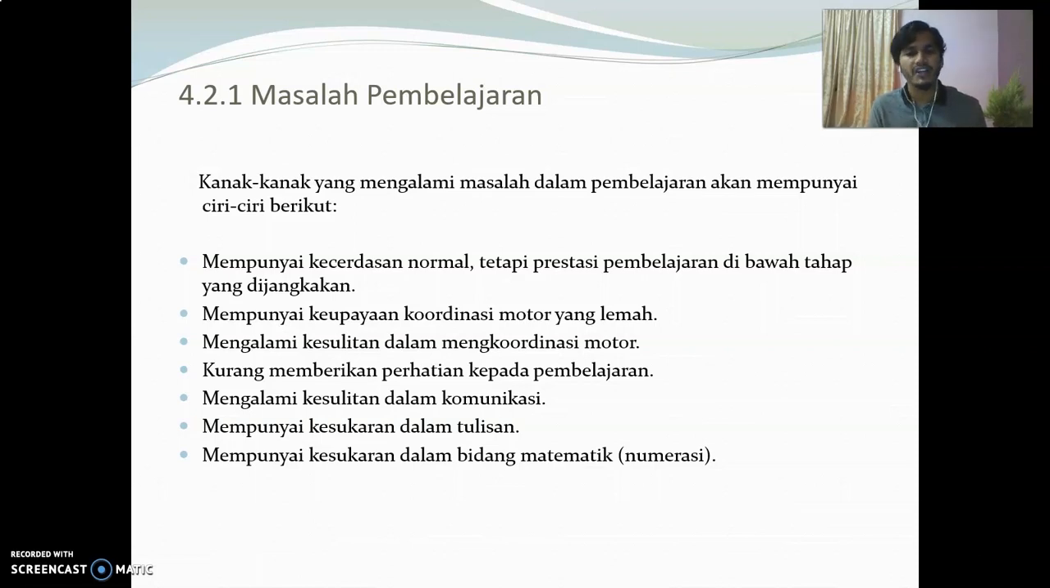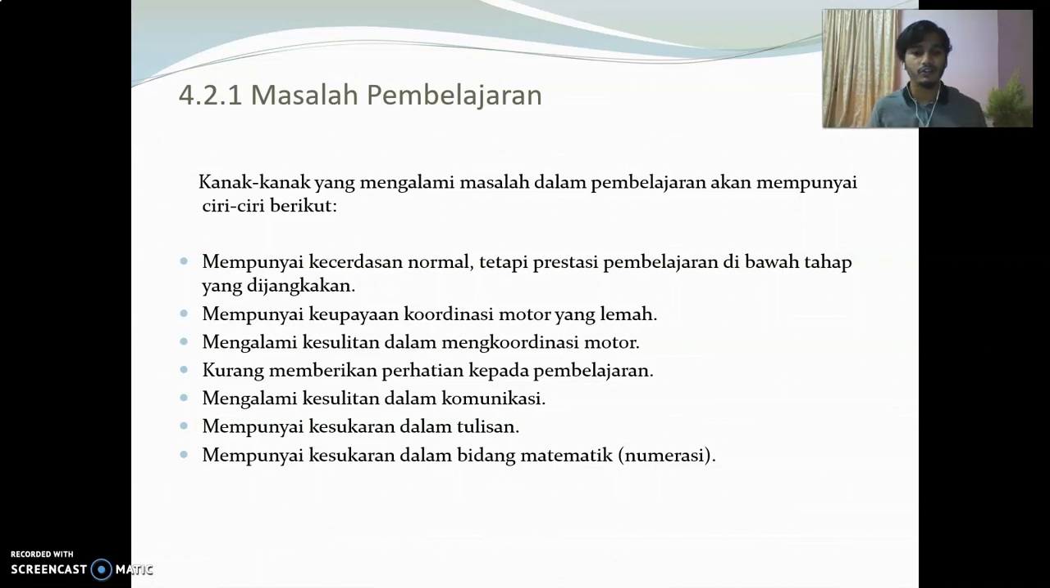Dan juga mempunyai keupayaan koordinasi motor yang lemah actually. They could not control their physical abilities in the classes as well. Sometimes they cannot control their cognitive emotions. Dan juga mengalami masalah kesulitan dalam mengkoordinasi motor, kurang memberikan perhatian kepada pembelajaran dan juga mengalami kesulitan dalam communication. They have an issue in the communication basically. It will be slightly delayed. They might not get what you actually wanted to say.